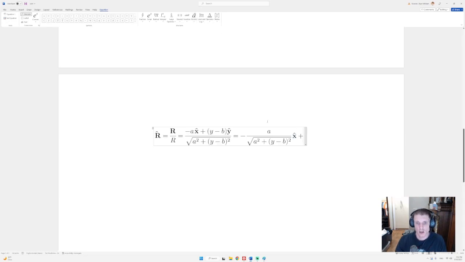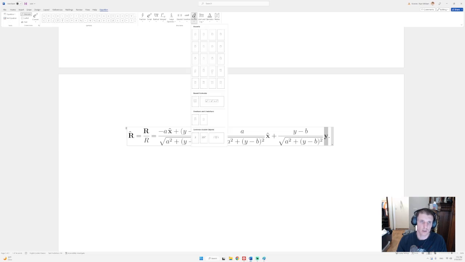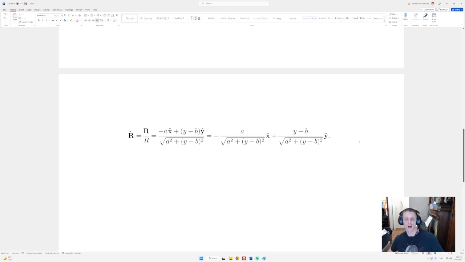Like so, and then plus (y minus b) over the same thing, right? The square root of a squared plus (y minus b) quantity squared, times y hat. So this is our unit vector. We want to make sure that it has magnitude 1. And how do we check that? Well, we apply the Pythagorean theorem again, right?